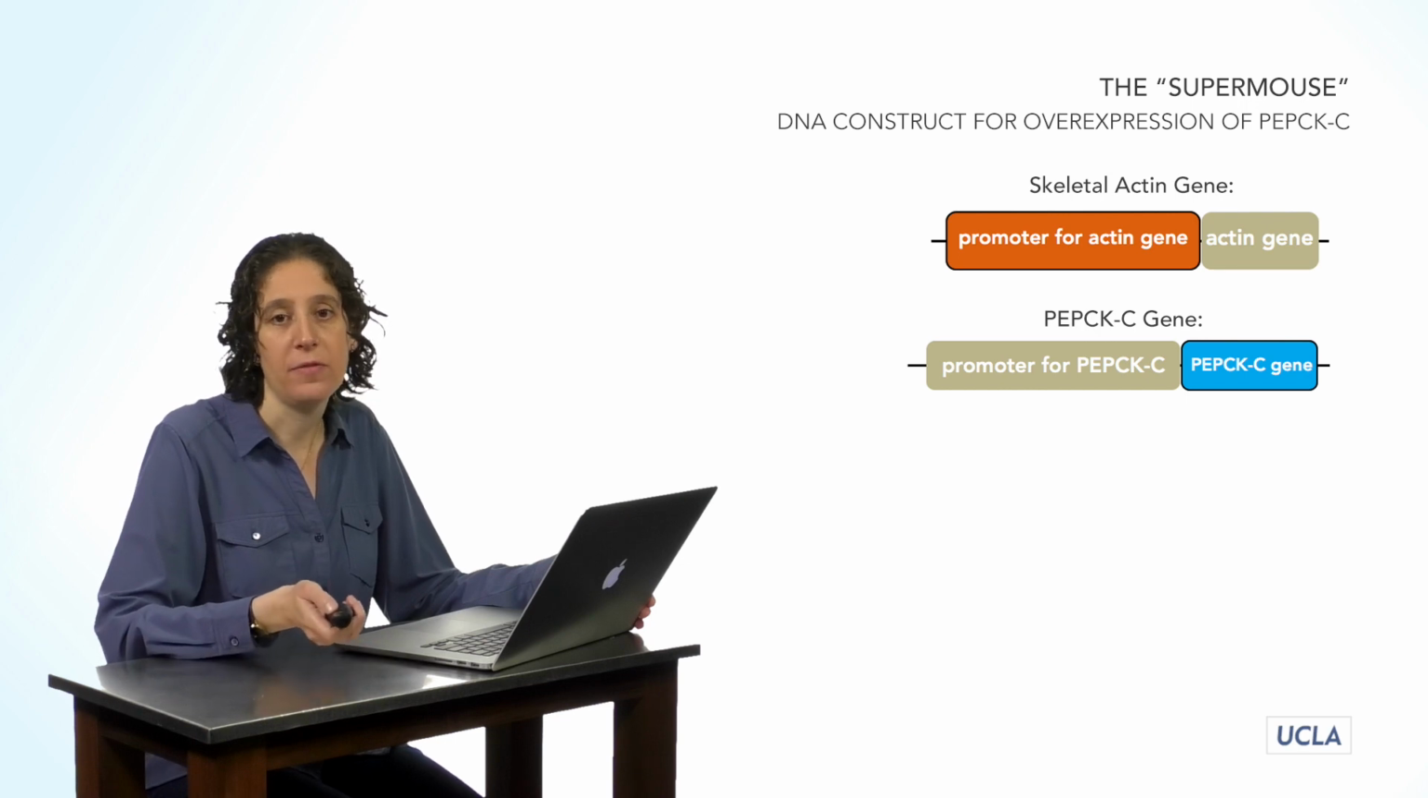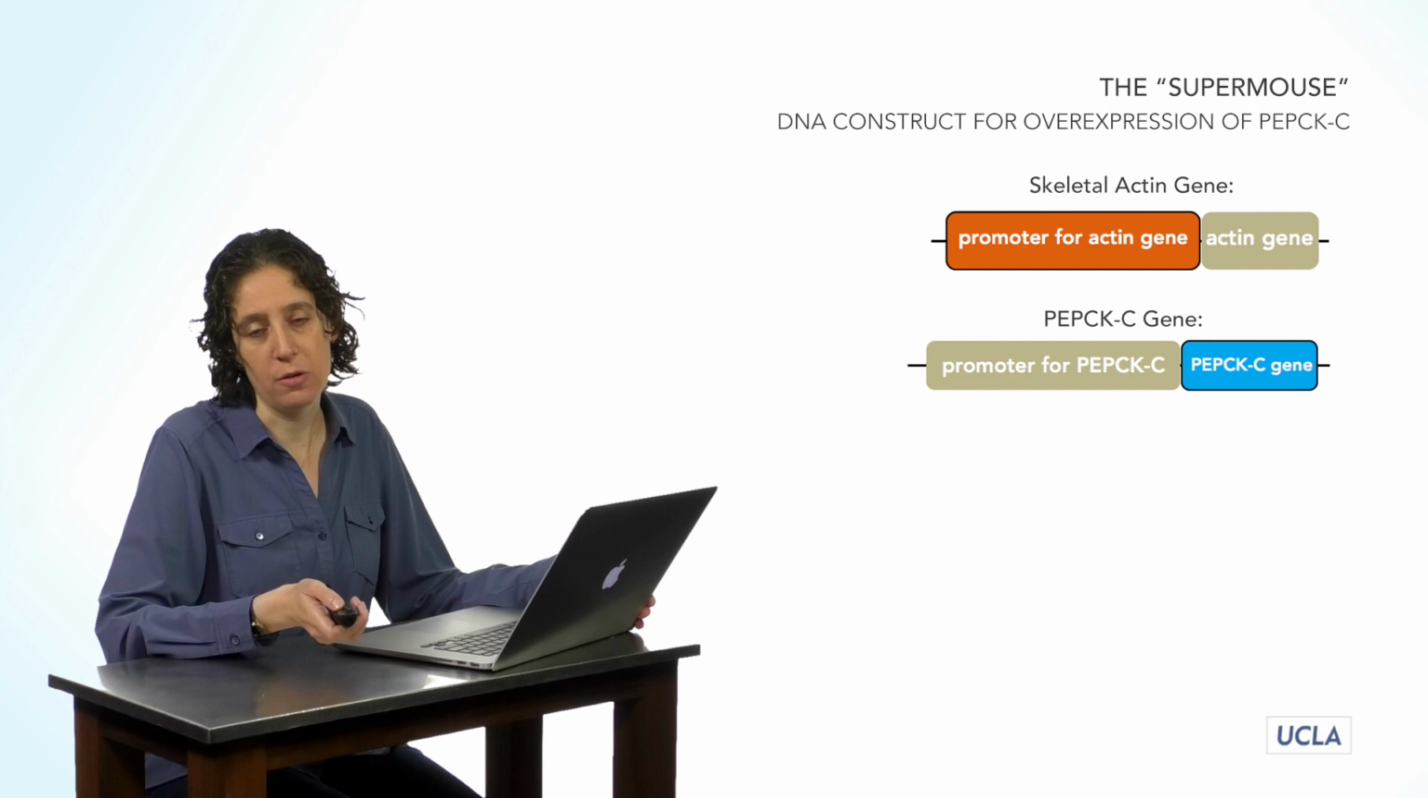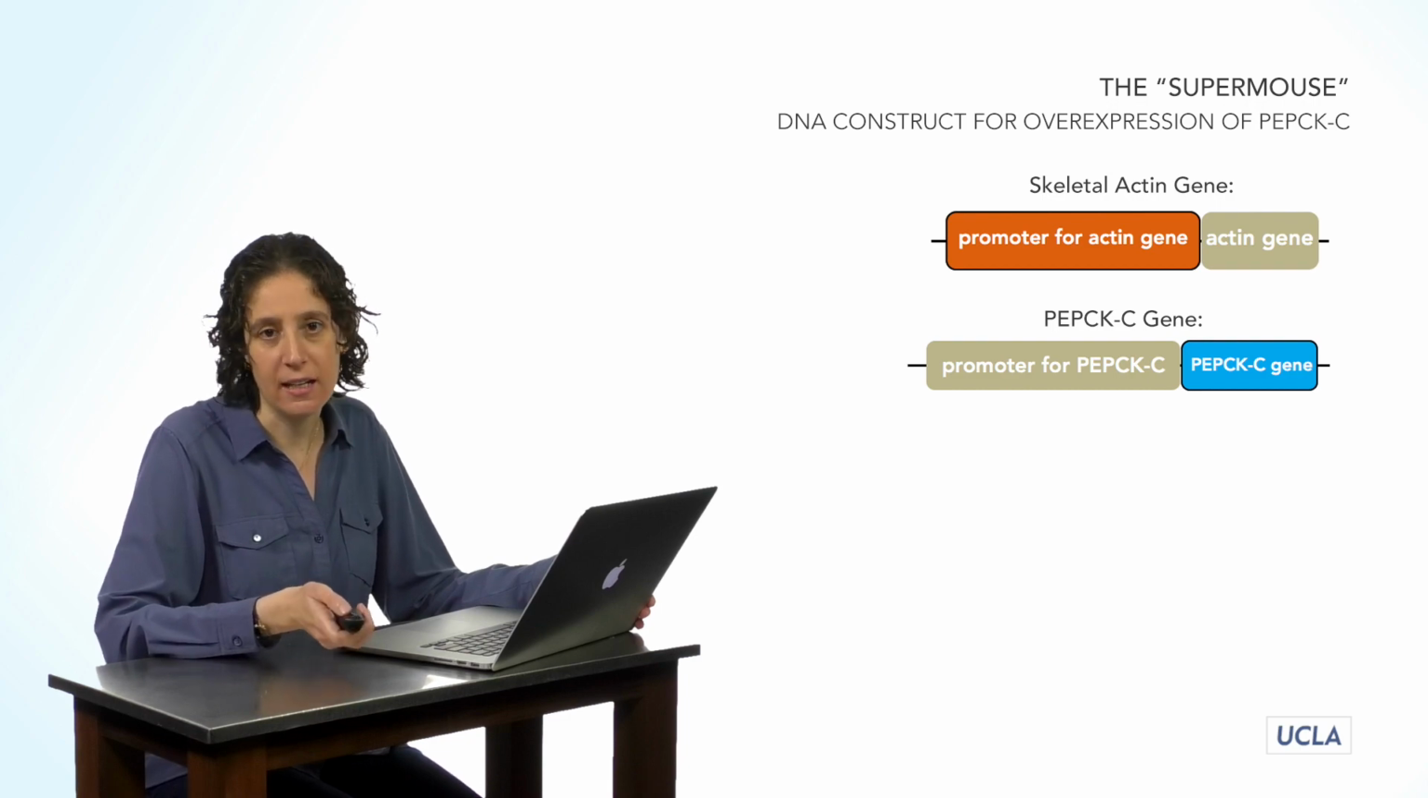And then you PCR amplify the PEPCKC gene. And usually when you do this, you actually generate PEPCKC cDNA. So basically you have the gene sequence without introns. And you want to do this because introns often contain regulatory elements, and these regulatory elements might cause your gene to be expressed in places other than the skeletal muscle.